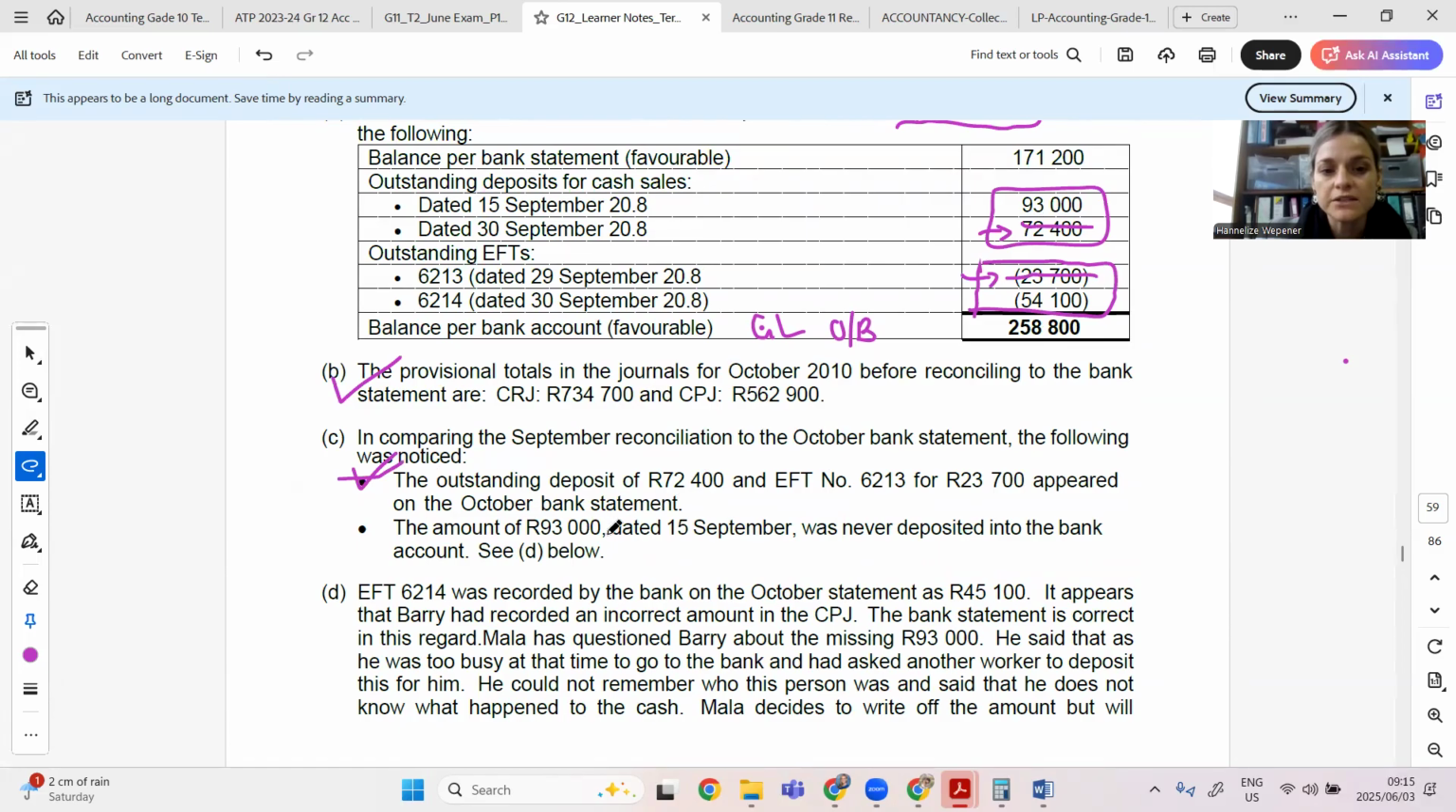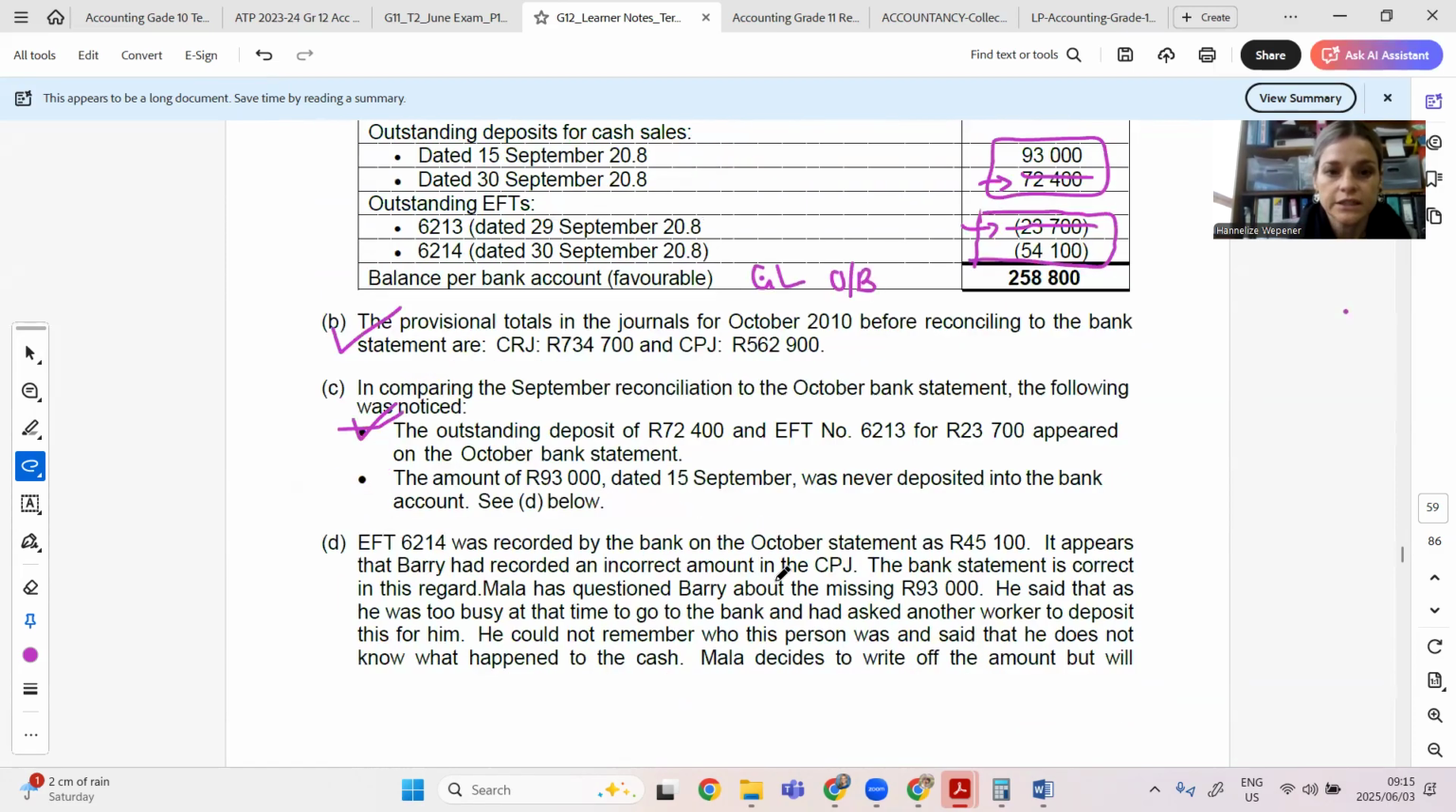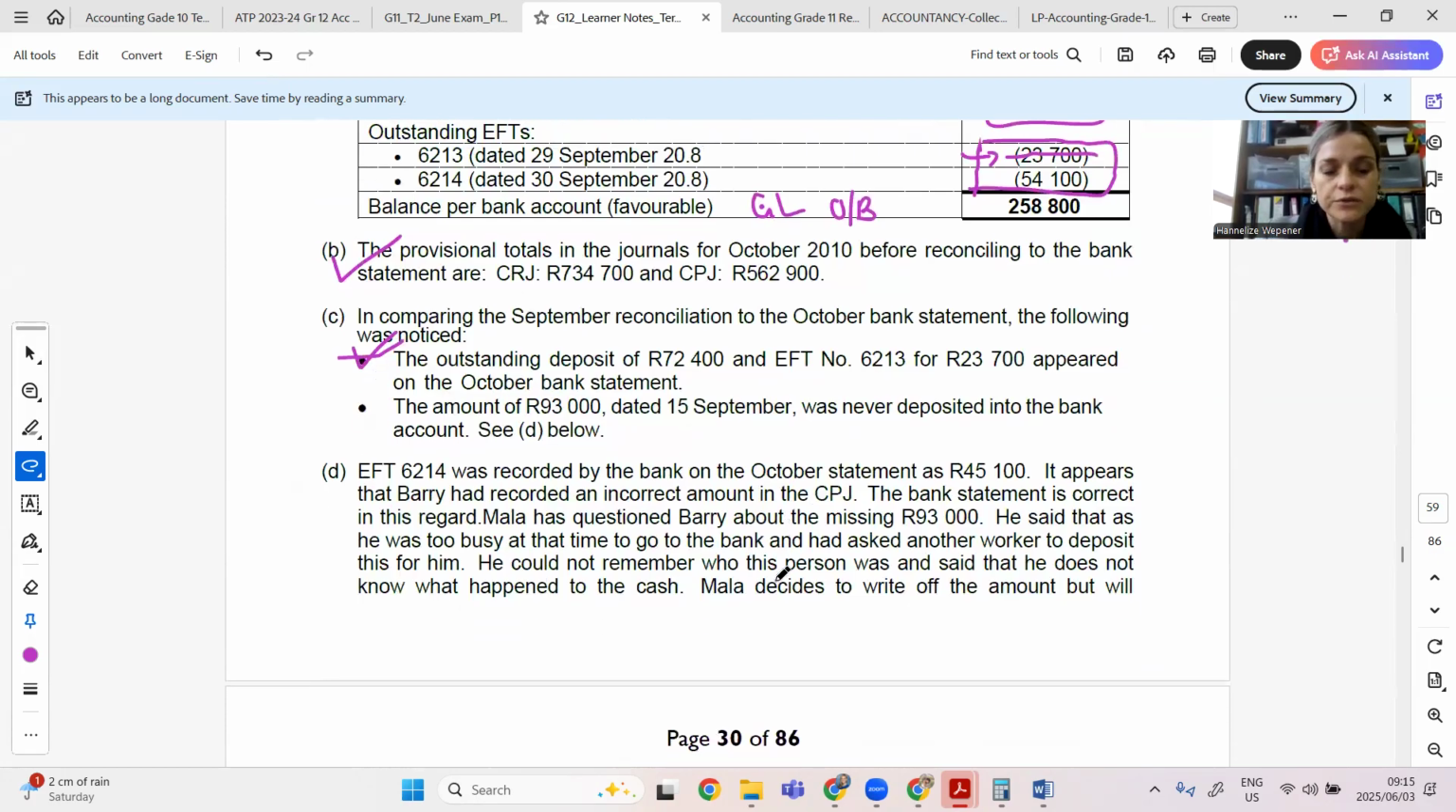However, the amount of 93,000 Rand, the big one there, was never deposited into the bank account. Please see information D below. Okay. So remember, you have it in your CRJ currently. They are saying for the previous month that it was never deposited into the bank account.